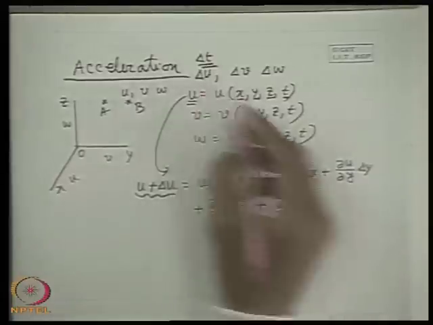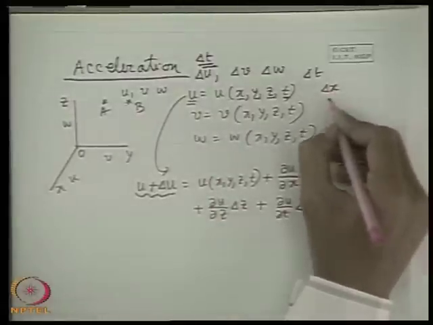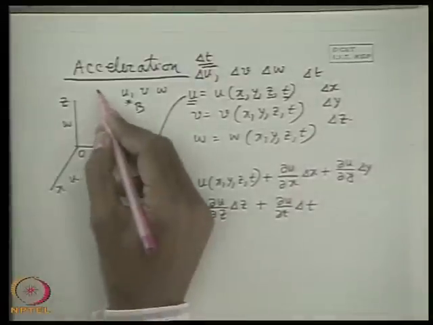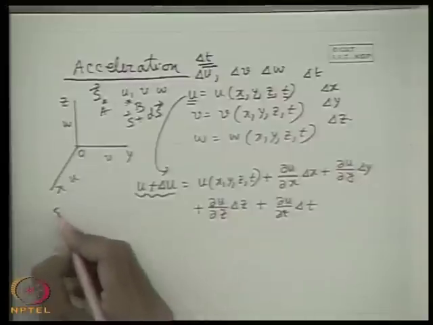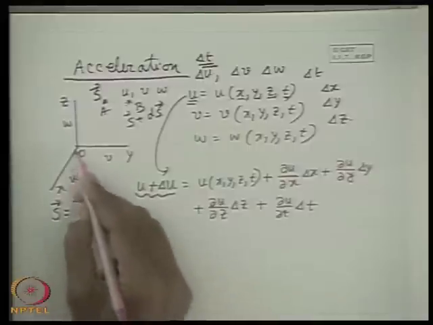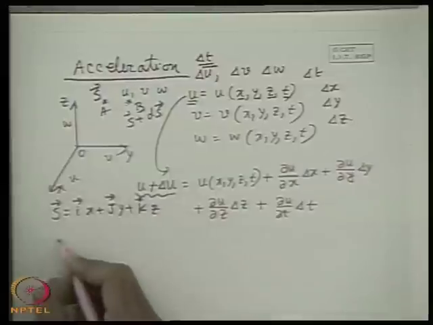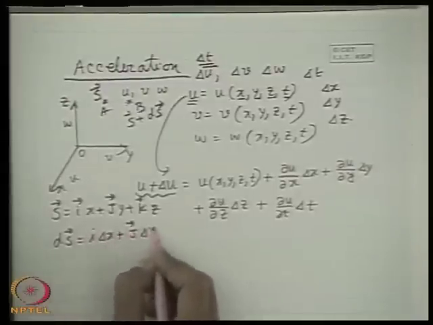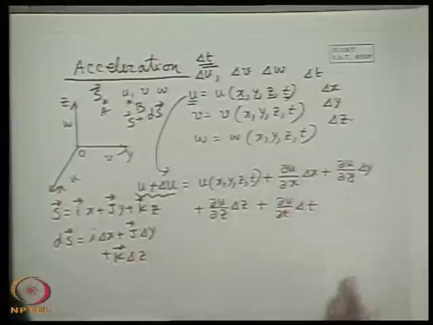Now, here we assume that during this time interval delta t, when the particle has moved from A to B, it has got an x coordinate change by delta x, y coordinate change by delta y, and z coordinate change by delta z. That means the position vector is s, and here it is s plus ds. So, s is i x plus j y plus k z, where i, j, k are the unit vectors along the x, y and z axes. Similarly, the displacement vector ds is i delta x plus j delta y plus k delta z. That means delta x, delta y, delta z are the displacements during delta t.